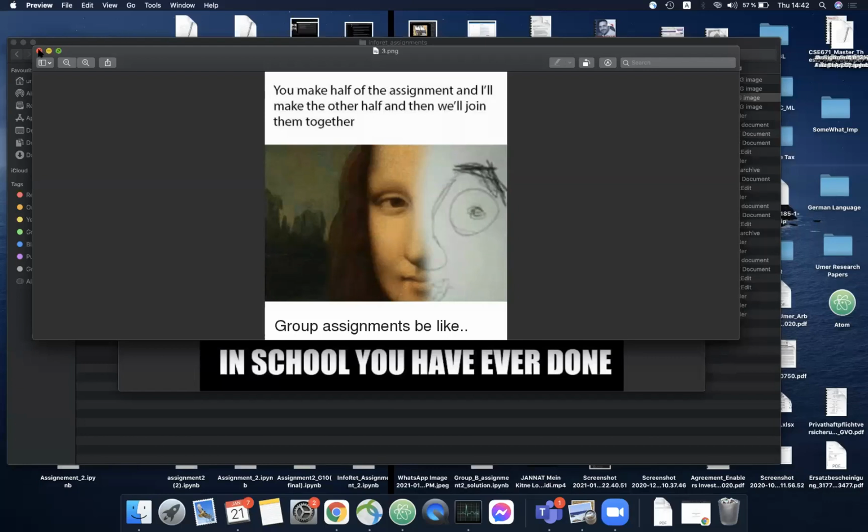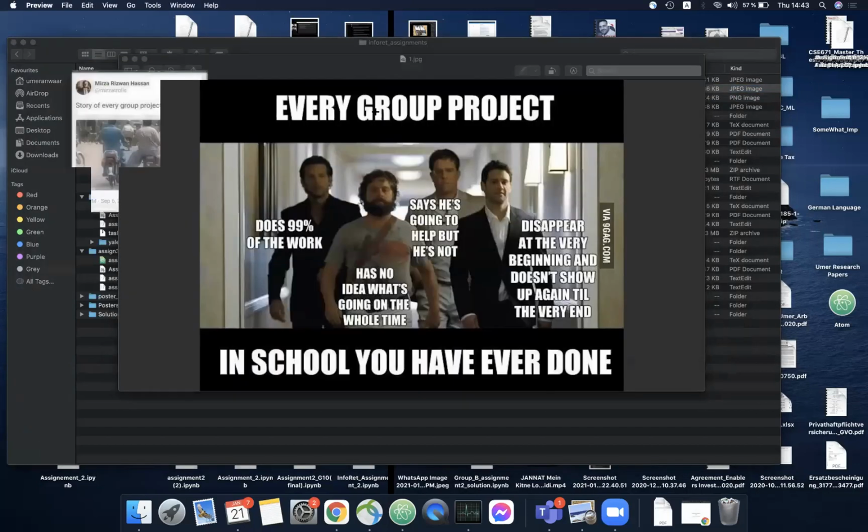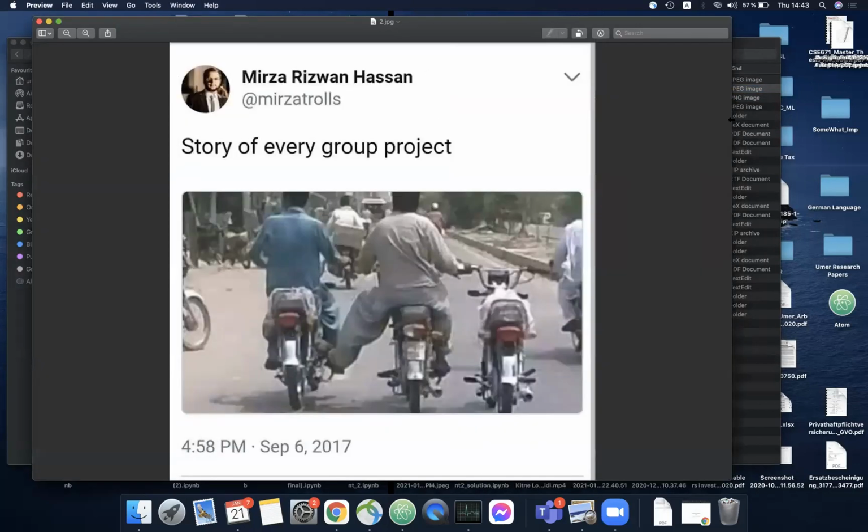And then there were some students who were complaining about this behavior. So I really like this idea. The story of every group project. I mean, this guy is driving a motorbike, and this guy doesn't have the gasoline, the petrol, or the fuel. So he's just tagging along. But this guy is not even there.